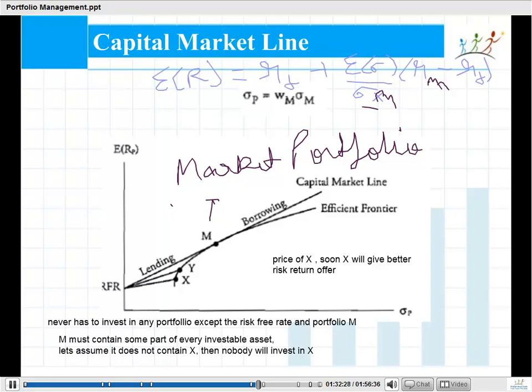We derived this equation with the help of X. We could have very well used portfolio M. The equation would have become expected return is equal to the risk-free rate plus expected risk upon sigma M into RM minus RF. This is called the capital market line. It is a special capital allocation line which passes through the tangency portfolio. The tangency portfolio is also called the market portfolio. It must contain some part of every investable asset in the world.